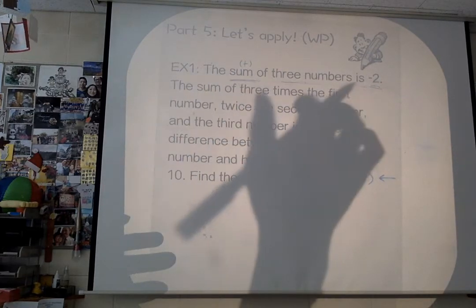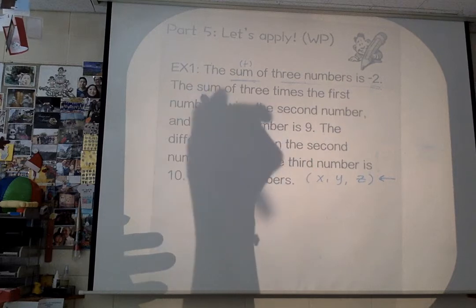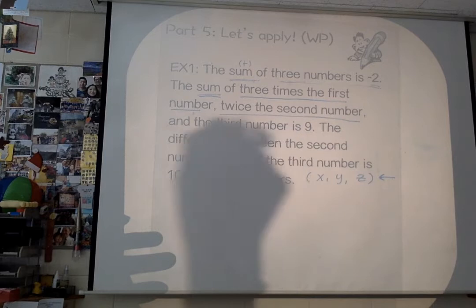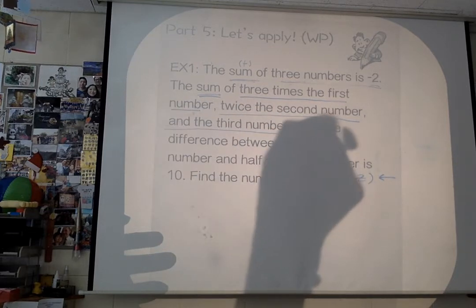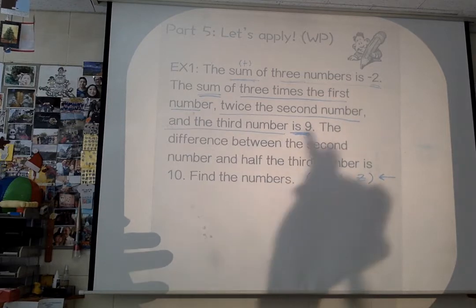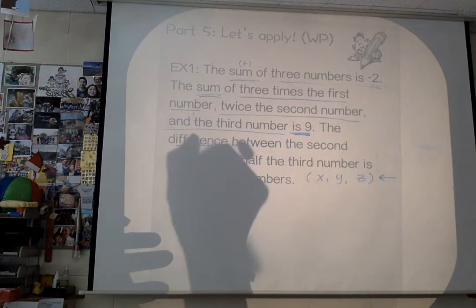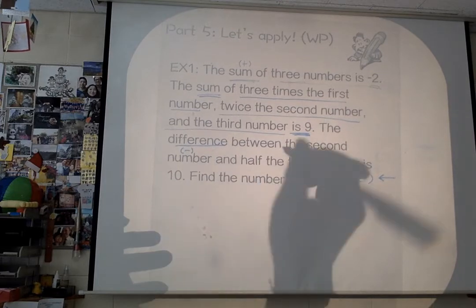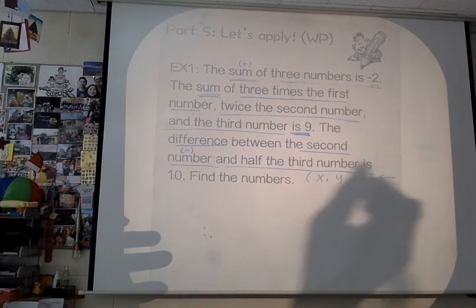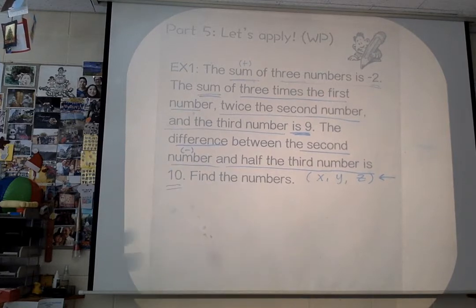The sum of 3 times the first number, twice the second number, and the third number is 9. That's another sentence, another equation. The difference, which means something with a subtraction, between the second number and half of the third number is 10. Here's another one. Every time that happens, you know there are equations going on.